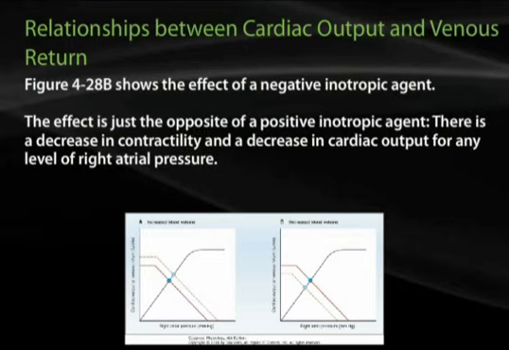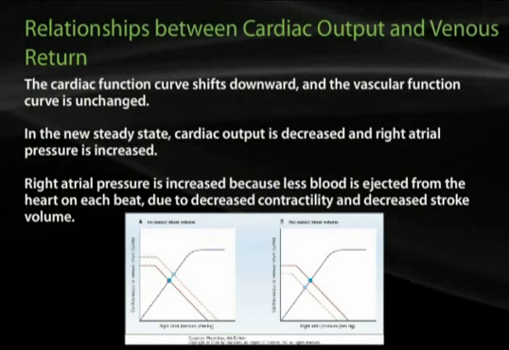Figure 4-28b shows the effect of a negative inotropic agent. The effect is just the opposite of a positive inotropic agent. There's a decrease in contractility and a decrease in cardiac output for any level of right atrial pressure. The cardiac function curve shifts downward, and the vascular function curve is unchanged. In the new steady state, cardiac output is decreased, and the right atrial pressure would be increased.